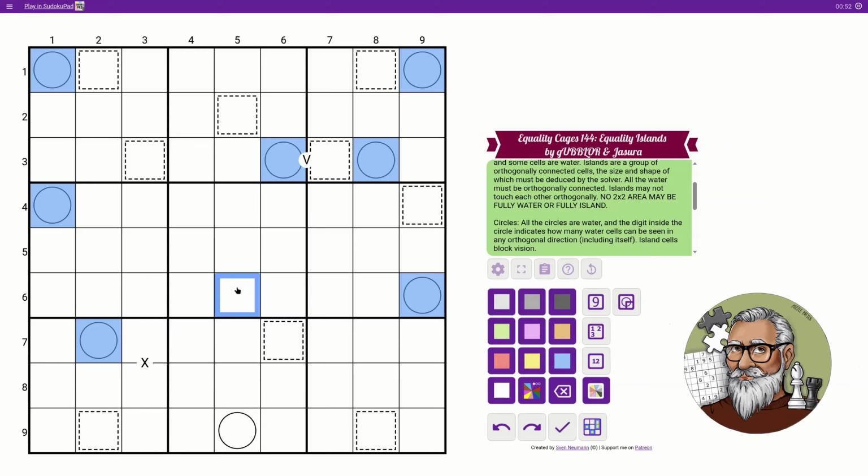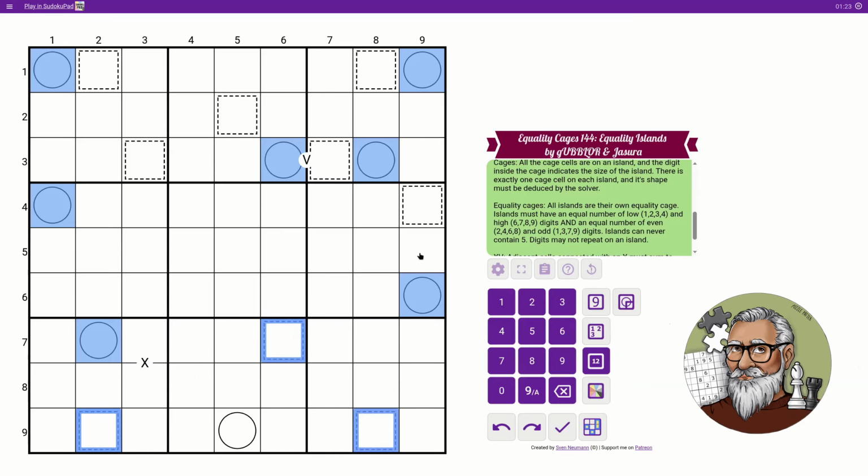I don't get it. What's going on? This is already too complicated for me, apparently. All cage cells are on an island, and the digit inside the cage indicates the size of the island. Fine. There's exactly one cage cell on each island. So far, so good. All islands are their own equality cage. Right. All islands. Oh, right. I misunderstood it as all the cages being one equality cage. They're not.